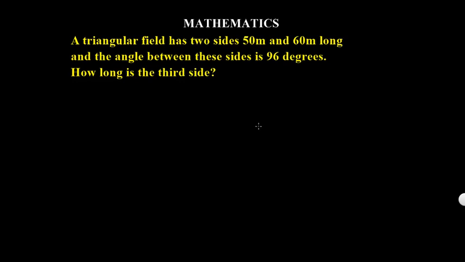This is a mathematics question I got from one of my followers. A triangular field has two sides 50 meters and 60 meters long, and the angle between these sides is 96 degrees. How long is the third side? That's a question sent in by one of my followers begging for an answer to it.